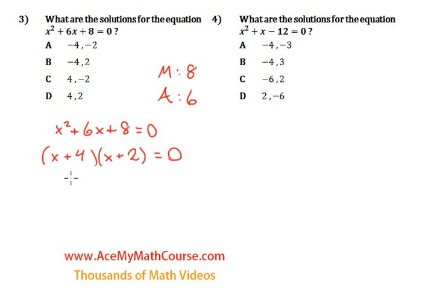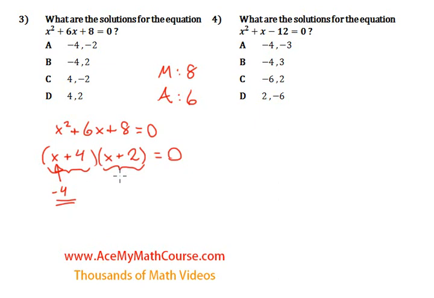Now, of course, we want to find the values of x that will make the equation true. If I take this portion here, x plus 4, if I plug in a negative 4 for x, negative 4 plus 4 is 0. And 0 times anything is just 0. So negative 4 is one solution for the equation.